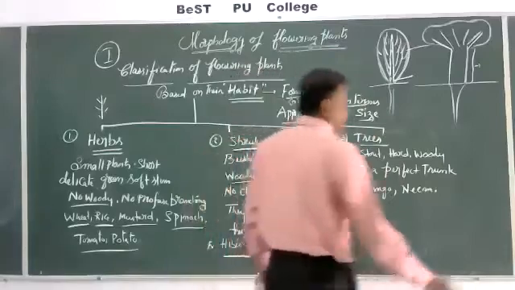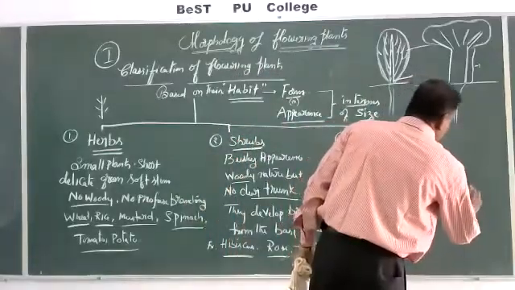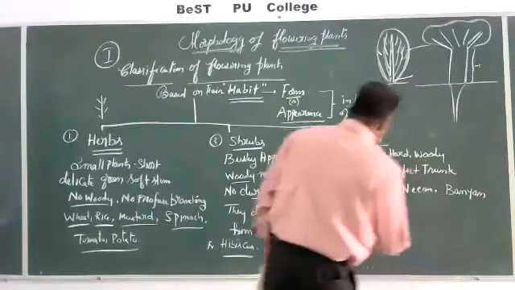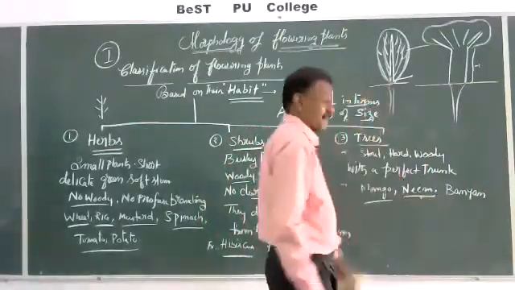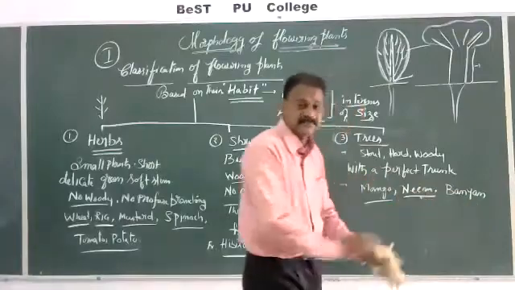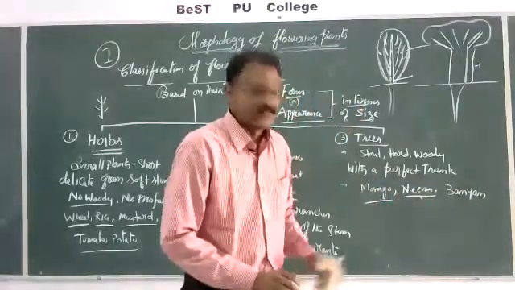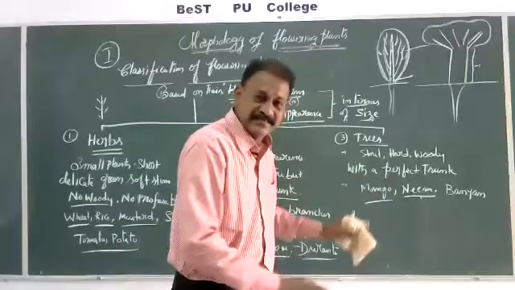what we call the banyan tree: Mangifera indica, Azadirachta indica, Ficus bengalensis. These are the names, botanical names. I am not going to give you these now, but in the coming classes we will definitely practice.